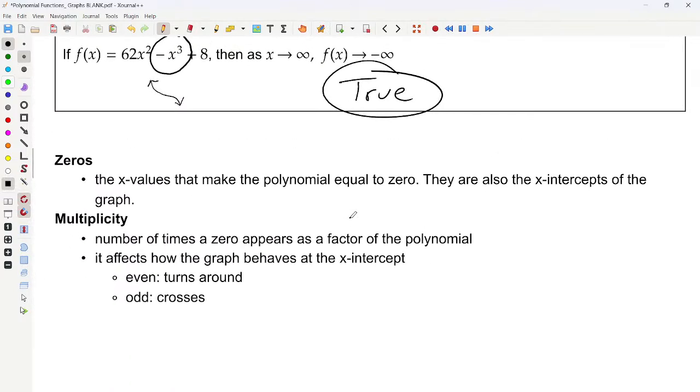Zeros. X values that make the polynomial equal to 0. I think I've mentioned that already a few times in the course. Doesn't hurt to hear it again. Graphically, they're x-intercepts. Fancy word for x-intercepts, fancy word for saying, hey, what makes 0? So way too simple.